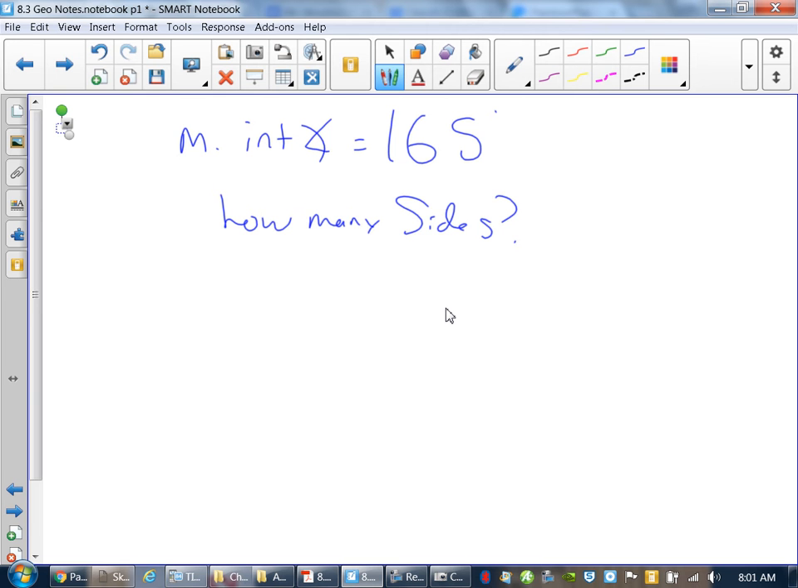So remember, it's always easier with anything with regular polygons. Always work with the outside. So if you have 165 here, it means you have 15 there. Take 360 divided by 15, and you are left with 24. So you have a 24-gon because it is a double dodecagon.